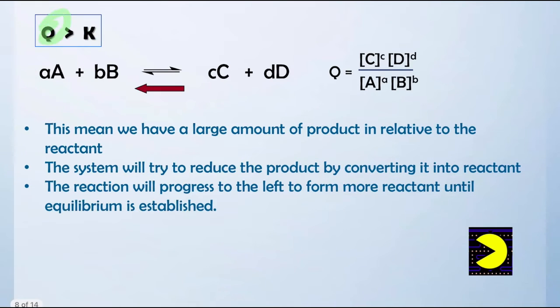So next, let's take a look at the second case when Q is more than K. When the value of Q is larger than K, this means that we have a large amount of product relative to the reactant. So what will happen? The system will reduce the product by converting it into reactant. So the reaction will progress to the left to form more reactant until the equilibrium is established.